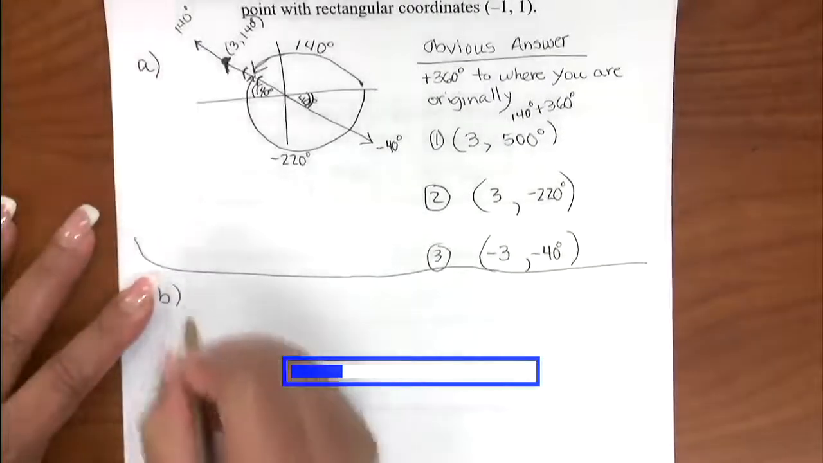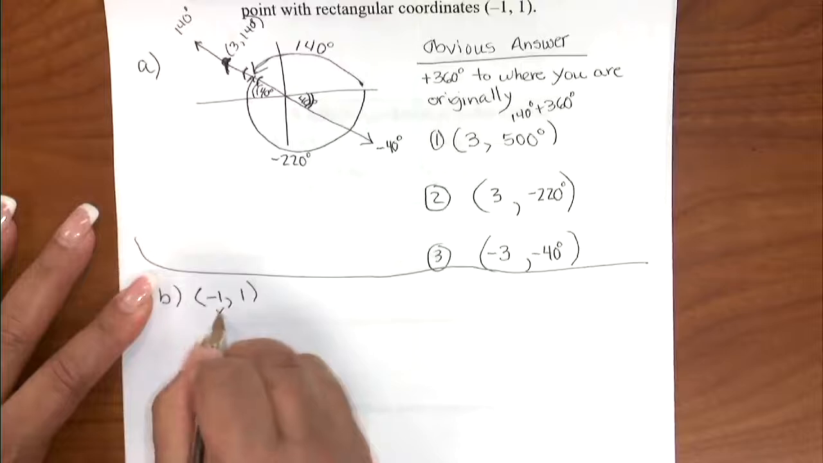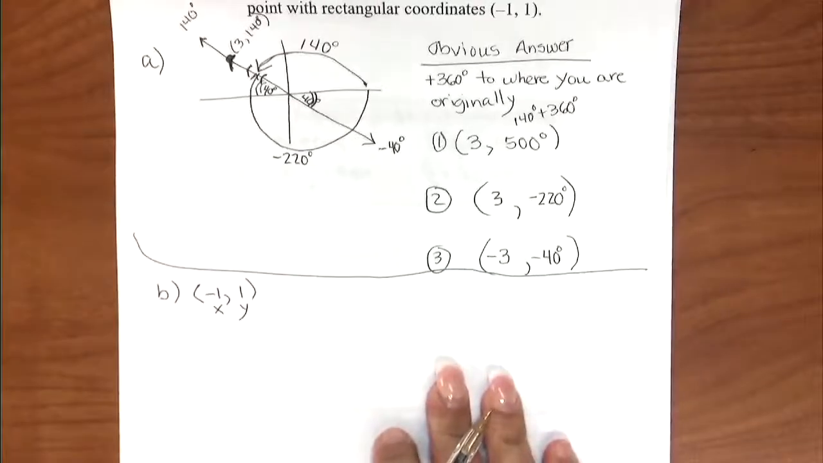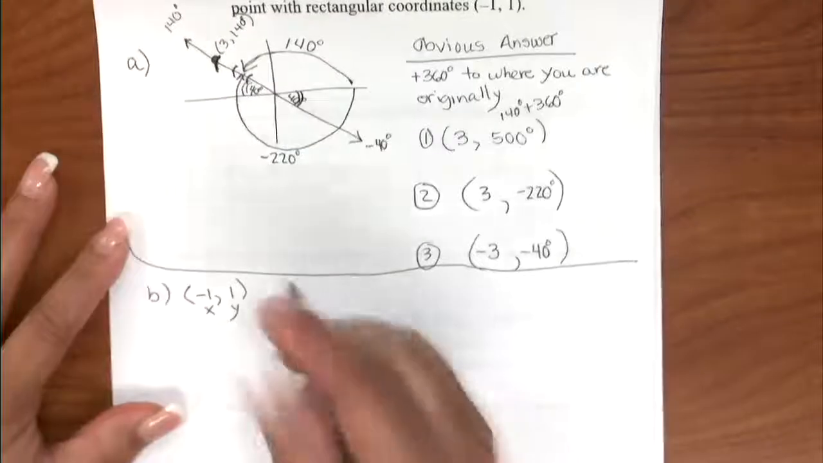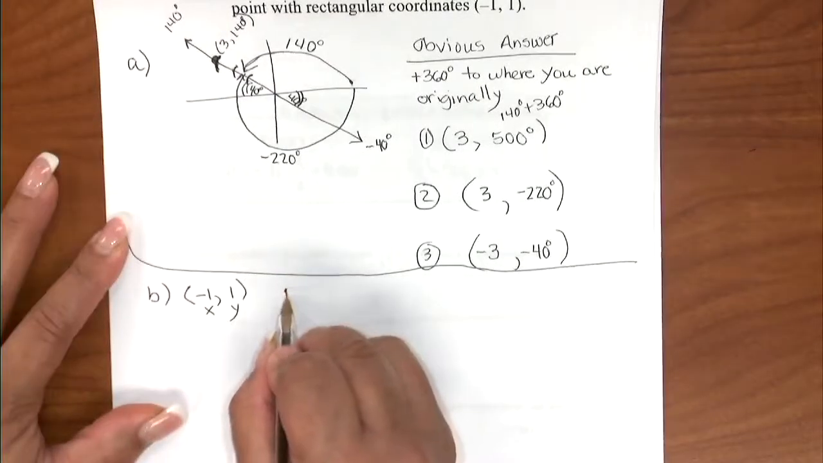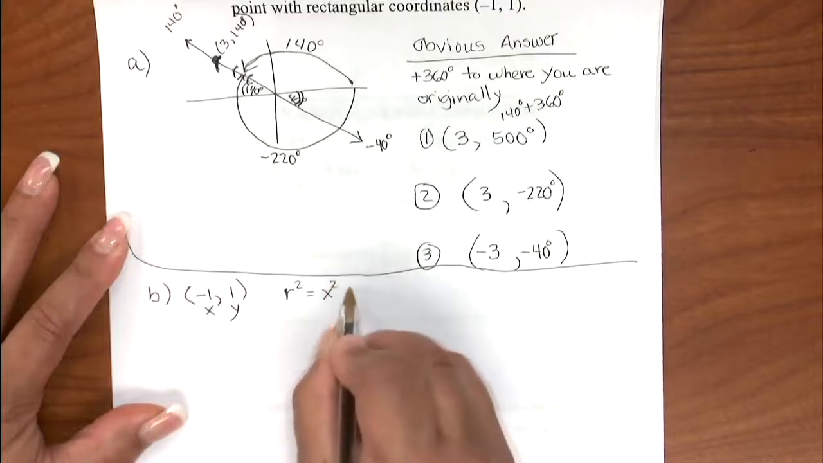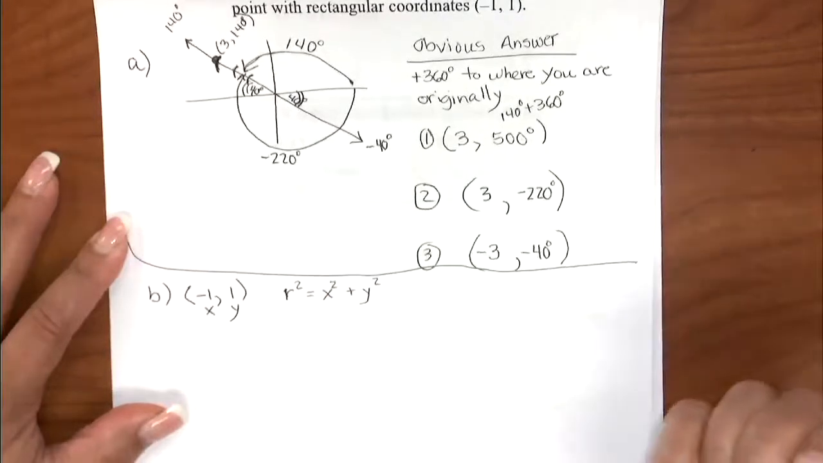So in part B, they gave us negative 1, 1. Right now we're looking at an x and a y. I know that because there's no theta here. I want to get an r and a theta, and you were given formulas on the first page. On the first page it says if you want an r, do the Pythagorean Theorem as though you were in a triangle. Leg squared plus leg squared equals r squared. That's the hypotenuse.